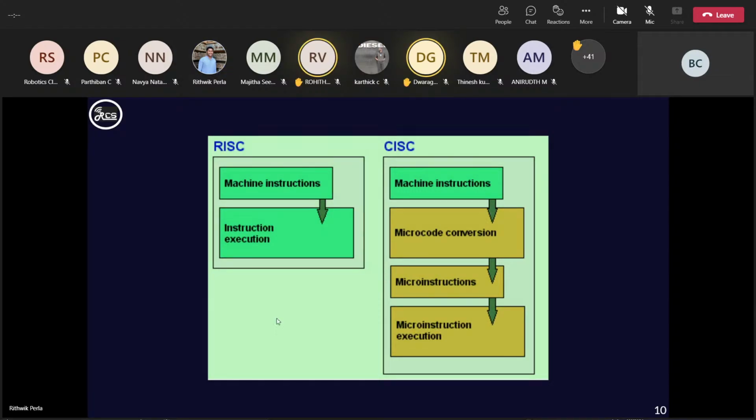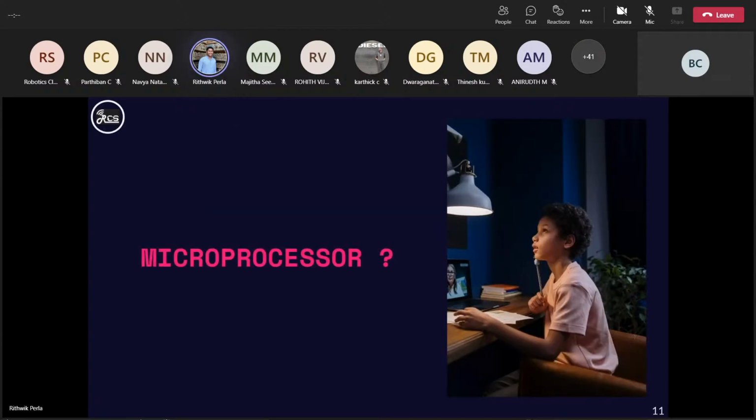Yeah. Okay, only 2 of them are clear with the concept. Okay. Fine, guys. Myself, Ritvik, and I am from 3rd year BTech Electronics and Communication Engineering.